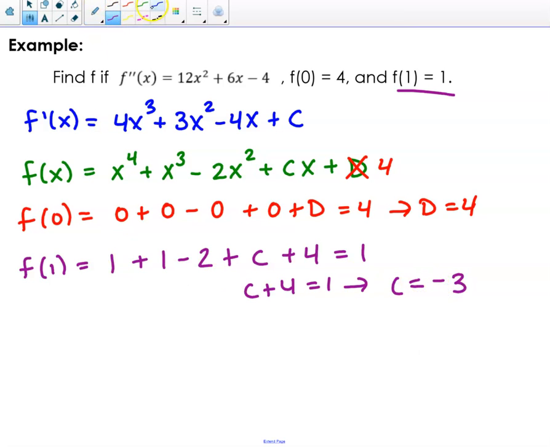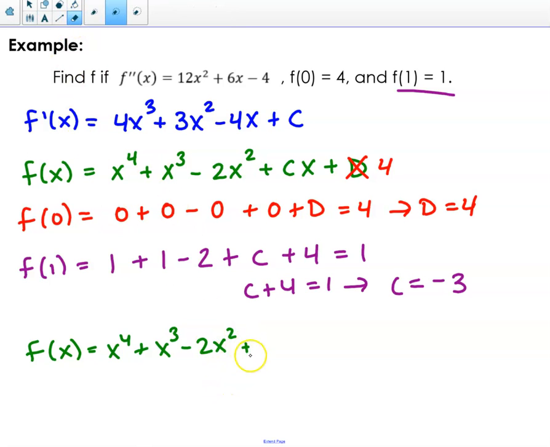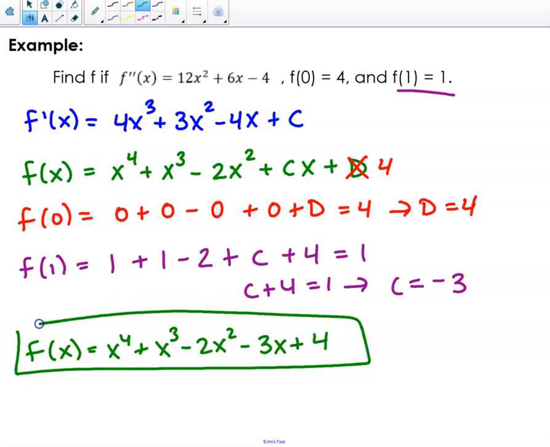So now I know c and d, so I can go to my original function, and we'll say that f of x equals x to the 4th plus x cubed minus 2x squared, not plus, because c is negative, sorry. So we're going to do negative 3x plus 4. And now this is my exact solution.